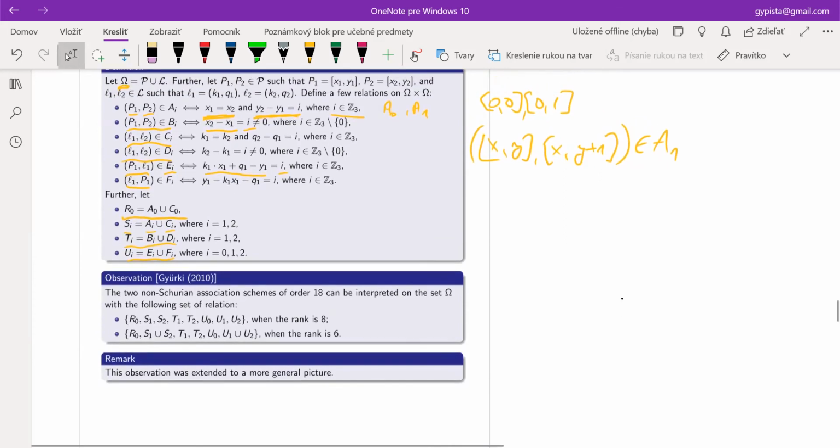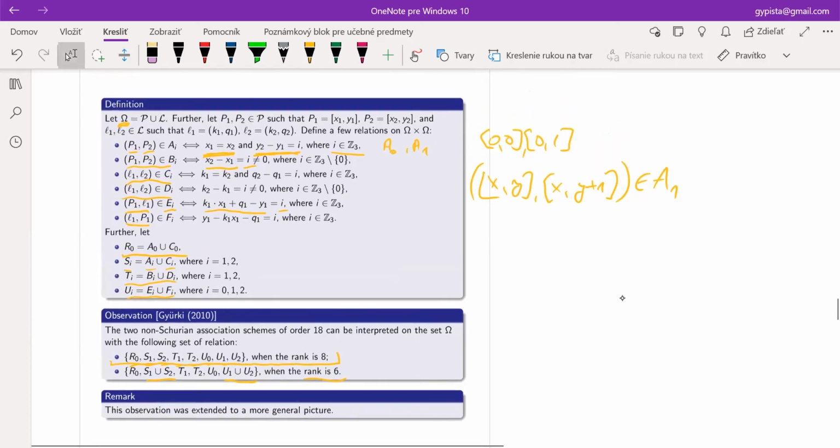And using these relations, we can interpret the non-Schurian association scheme of rank 8 using these 8 relations, and the rank 6 can be obtained from the above, just by going together U1, U2, and S1, S2. So using the affine plane and the finite geometry, we provided a computer-free combinatorial interpretation of the non-Schurian association schemes of order 18.